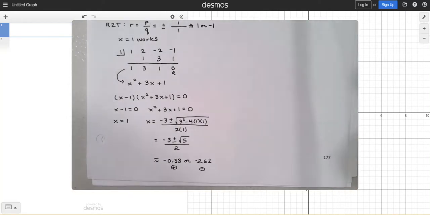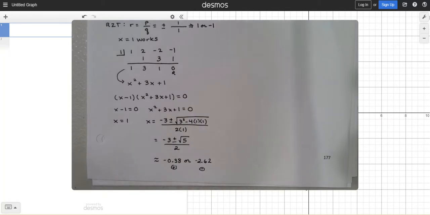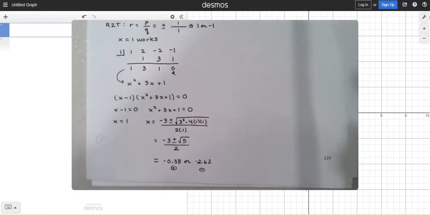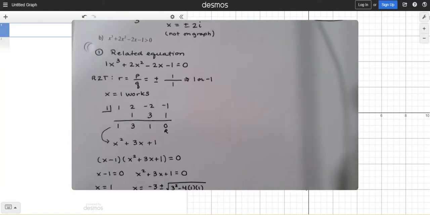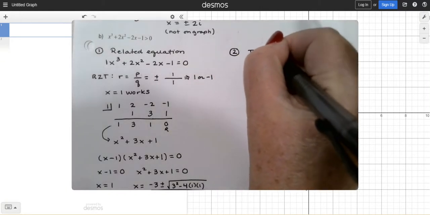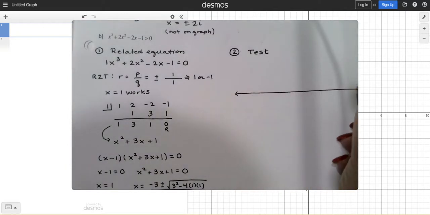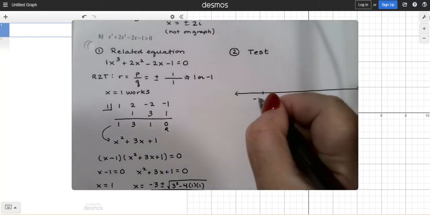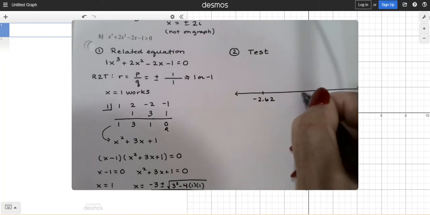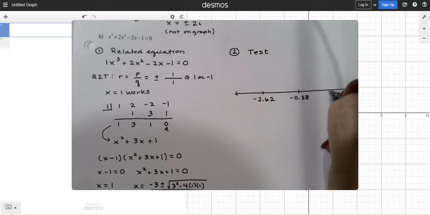All right, so finally, we've come up with 3 real zeros for this particular polynomial, and I'm finally ready to do my test. So step 2, test. I'm going to put these on my number line. The first smallest one was negative 2.62. The next one was negative 0.38. And then the last one was x equals 1.